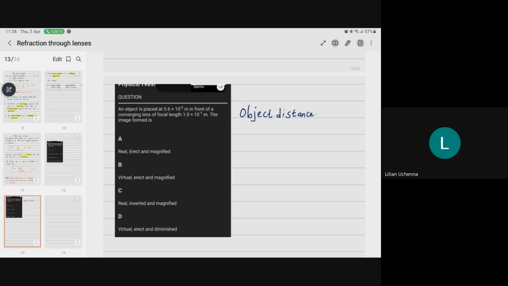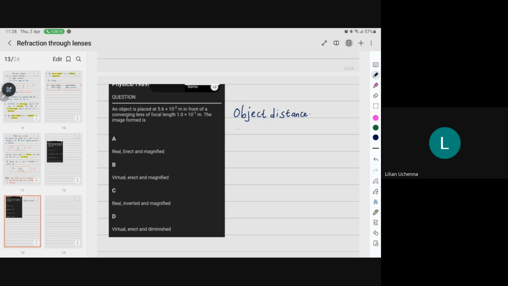Okay, let's check. Now, the object distance, if you check, is equal to 0.056 meter. That's the object distance. The focal length, right? Focal length is what? 0.1, because this is 0.1 meter. So what will you see from this? What will you see from this?